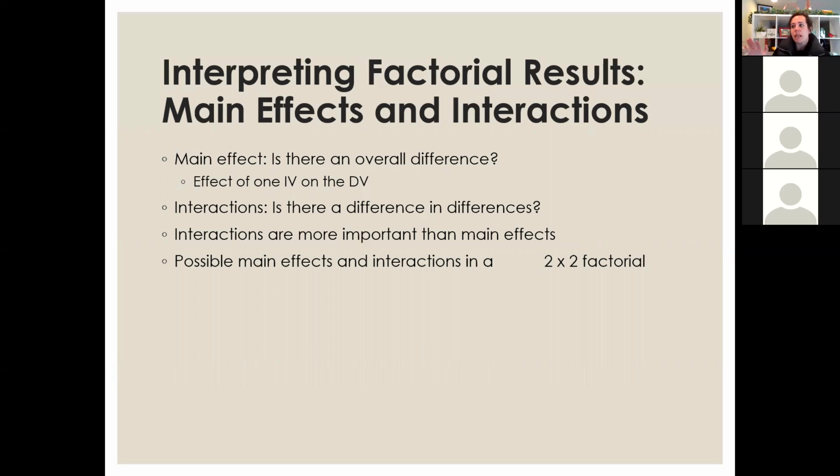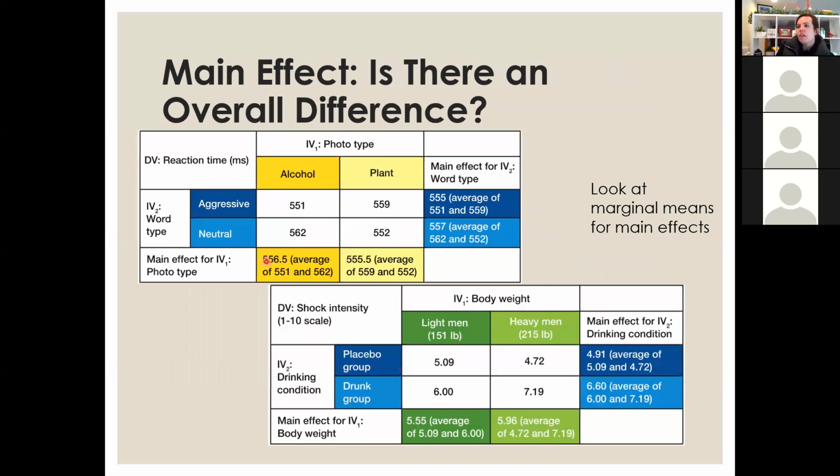Sometimes there's just a main effect, meaning is there an overall difference, right? There's an effect of one independent variable onto the dependent variable. If there's an interaction, you want to know, is there a difference in the differences? So we're highlighting a difference, but is there a difference at a sub-level before that? All right, so let's look at some examples of that, okay?